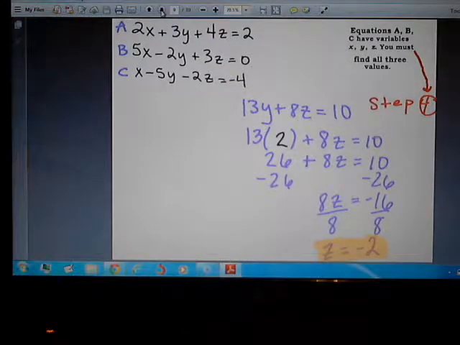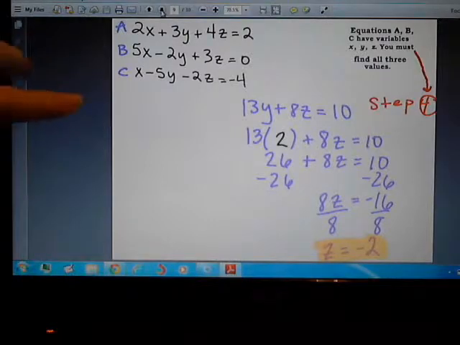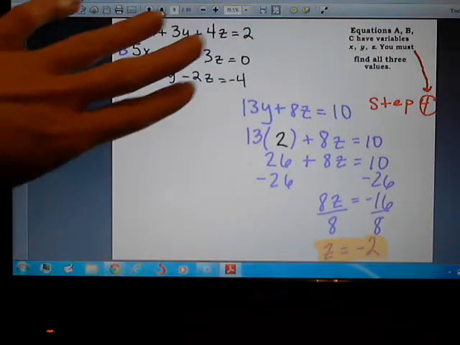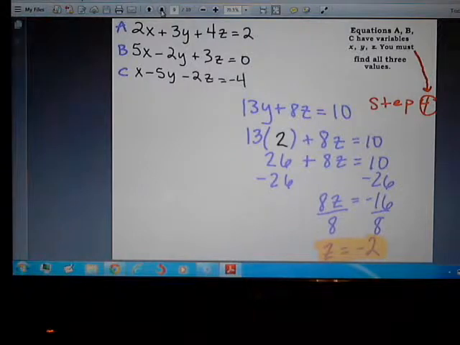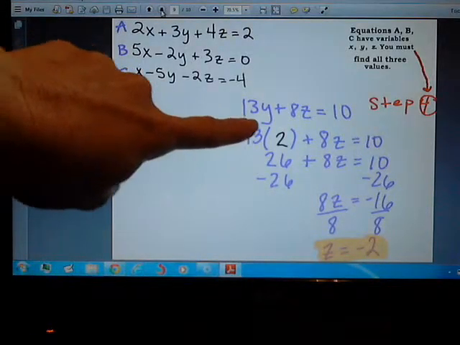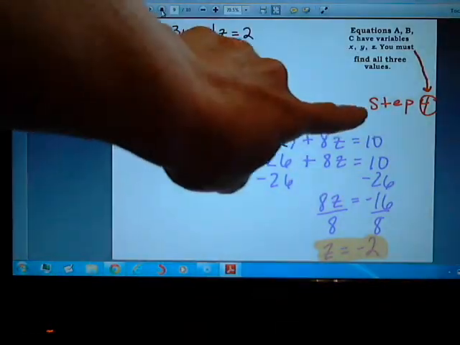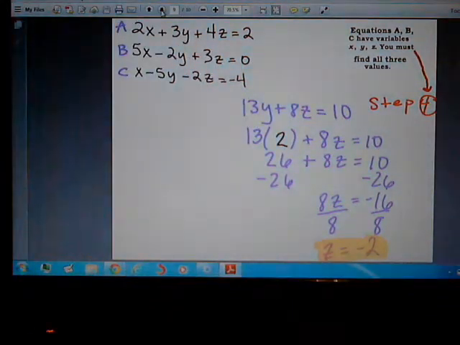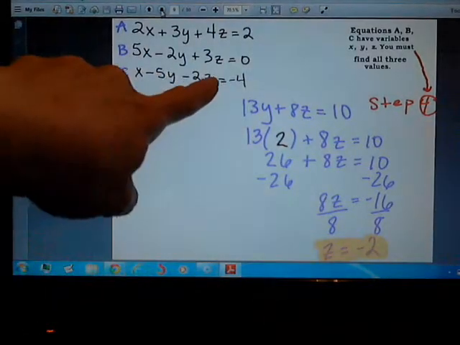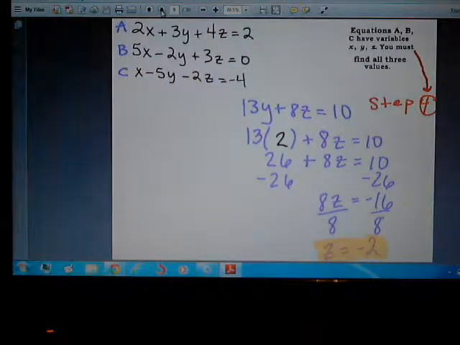Step 4 is I have equations A, B, and C originally. They have 3 variables. I just know y now. I need to know x, y, and z. You must find all 3 values. So at this point, all I need to do is choose any of the equations. Because I know one variable, I need to choose an equation that has 2 variables in it. So I use one of my results from step 1 or 2. Because if I just stick in y and I have 2 variables missing, it's not going to help me.